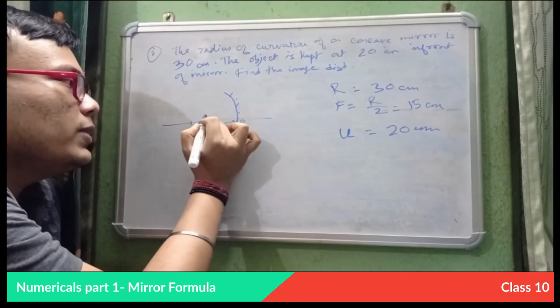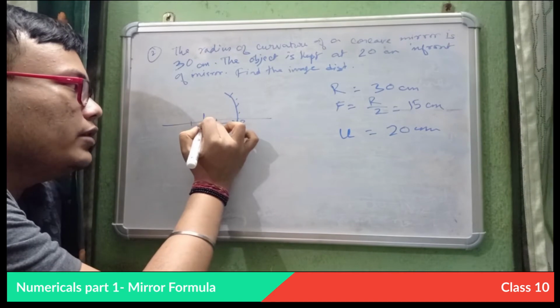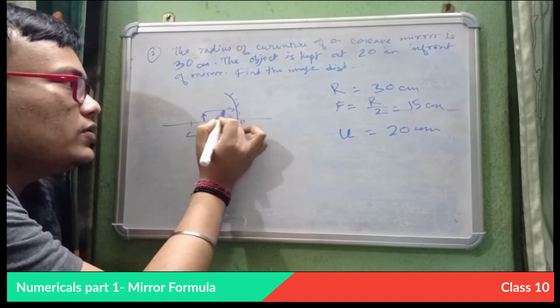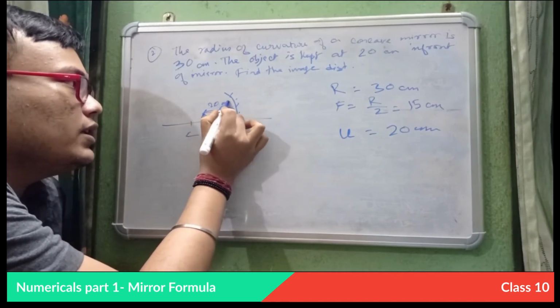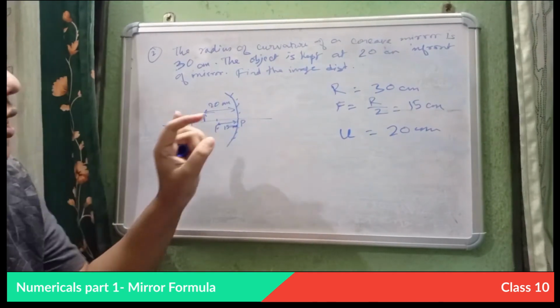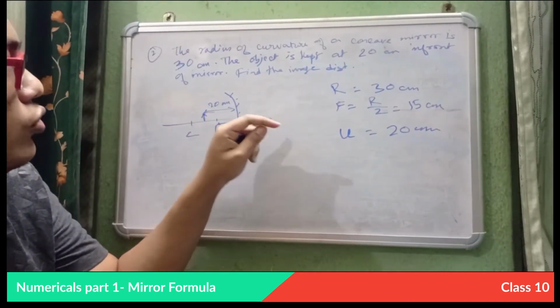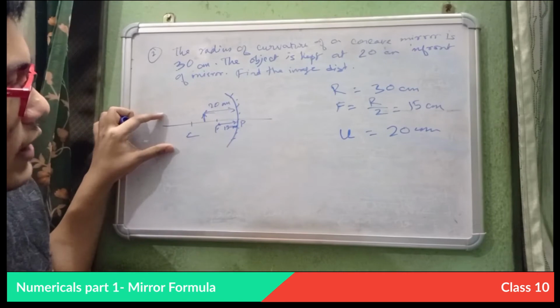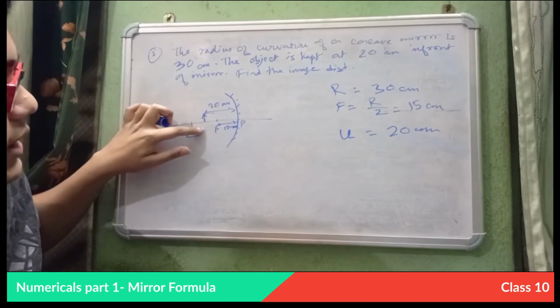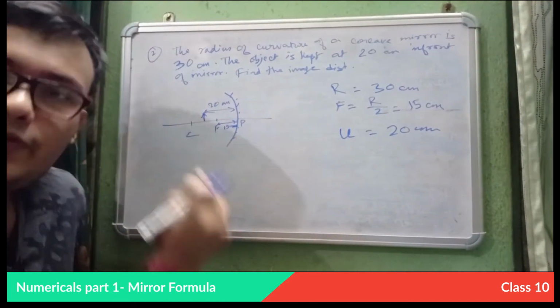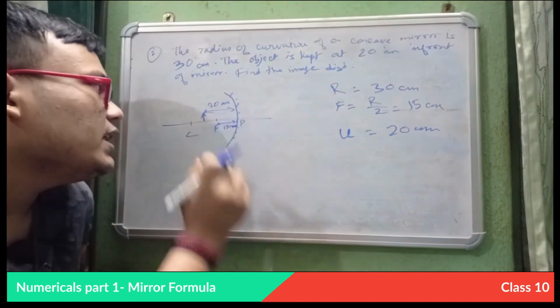So the object should be somewhere around here, right? And this distance is known, given as 20 centimeters. So we can draw a rough sketch and find out that the object is placed between C and F, right? It is between C and F.